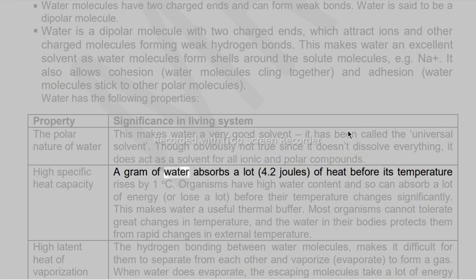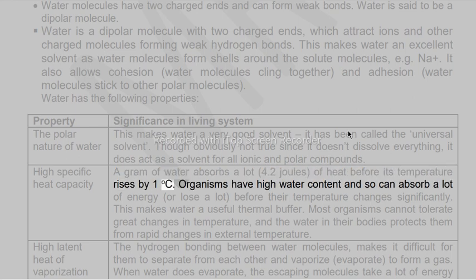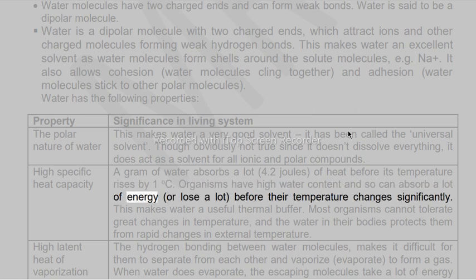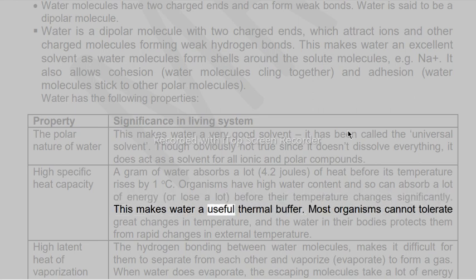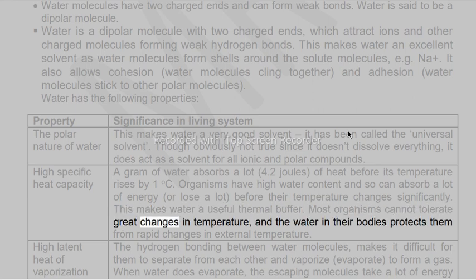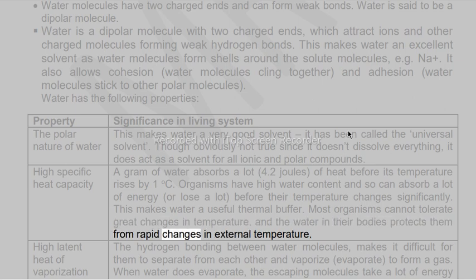A gram of water absorbs a lot, 4.2 joules, of heat before its temperature rises by 1°C. Organisms have high water content and so can absorb a lot of energy, or lose a lot, before their temperature changes significantly. This makes water a useful thermal buffer. Most organisms cannot tolerate great changes in temperature, and the water in their bodies protects them from rapid changes in external temperature. High latent heat of vaporization.